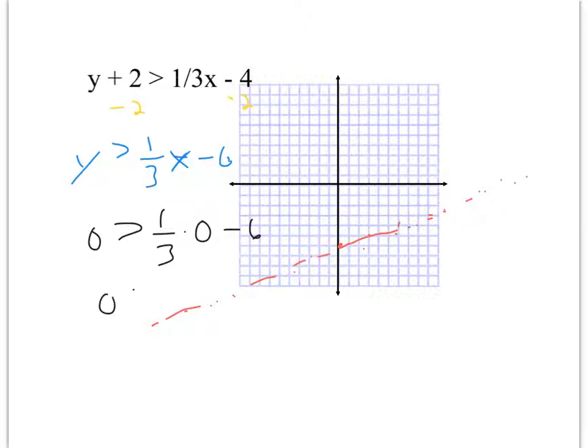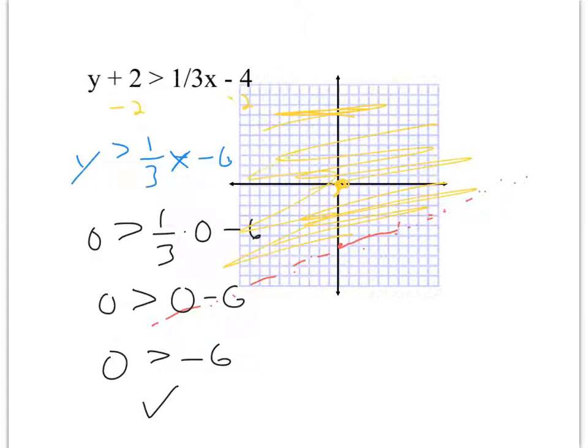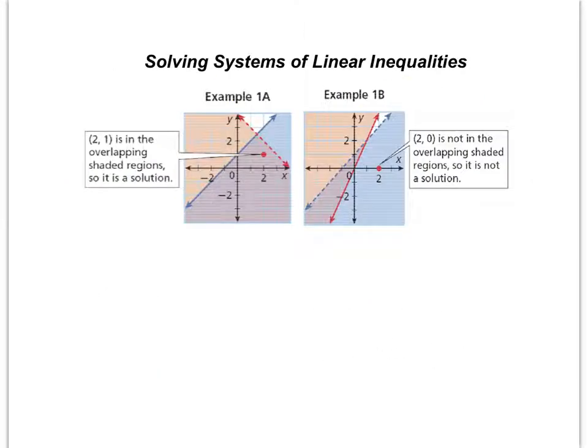0 is greater than 1/3 times 0, which is 0, minus 6. 0 minus 6 is negative 6. Is 0 greater than negative 6? Yes, it is. So therefore, I'm going to shade everything in the region that includes 0, 0. If 0, 0 didn't work, then I would shade everything down here. Okay, that was pretty easy.